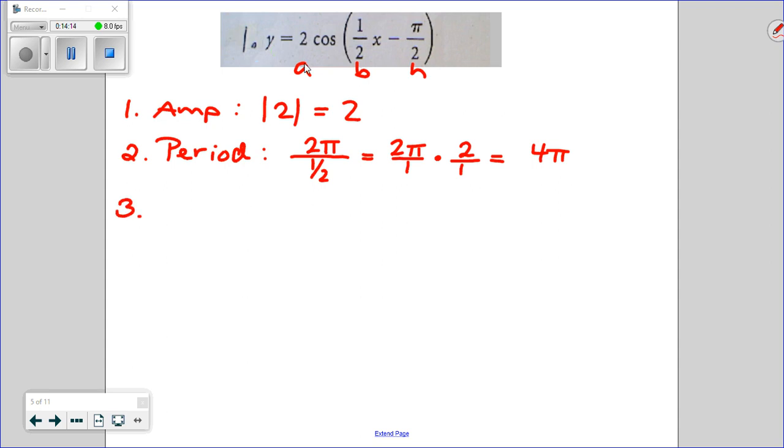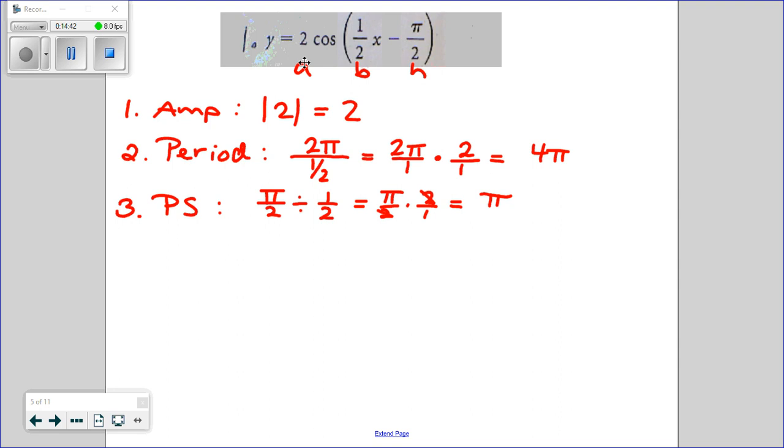All right, number 3, we're going to find the phase shift. Okay, so that's the opposite of h. So here h is negative pi over 2, so we're going to make that positive pi over 2. Okay, divided by b. So that's going to equal pi over 2 times 2 over 1, multiplied by the reciprocal. Your 2's are going to cross reduce, multiply straight across, and you get 1 pi.